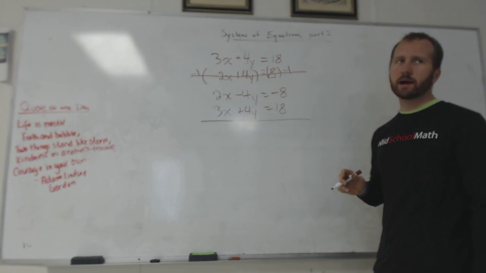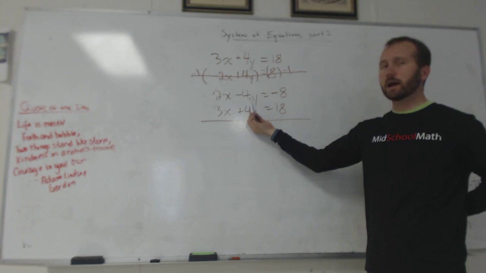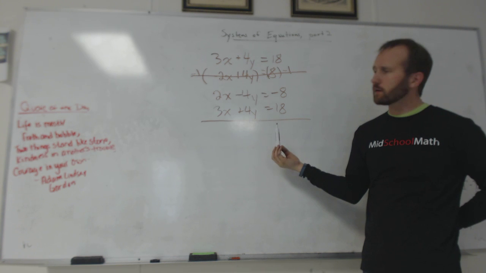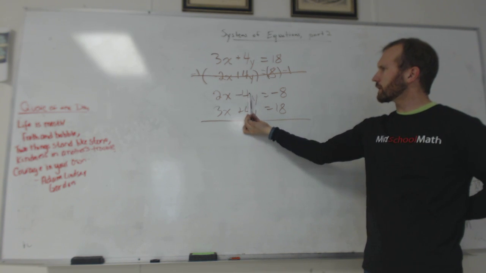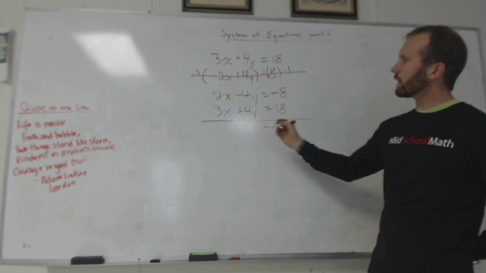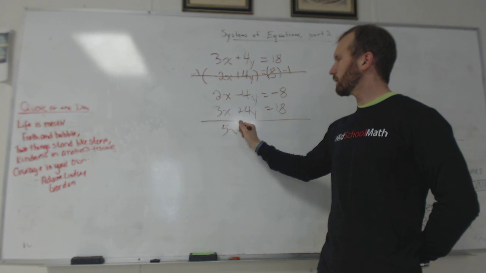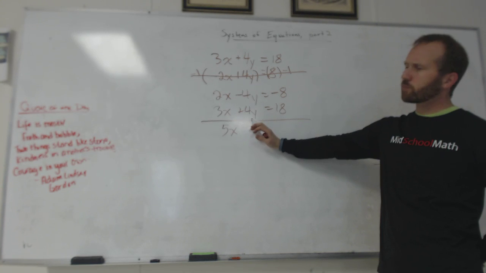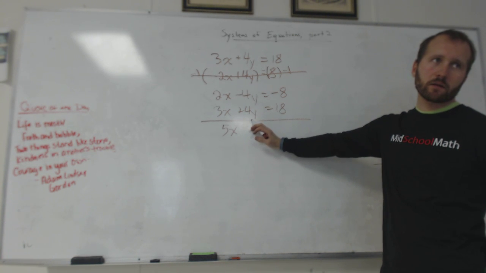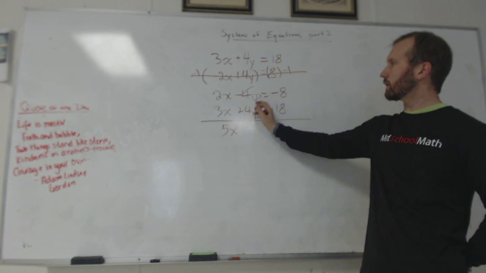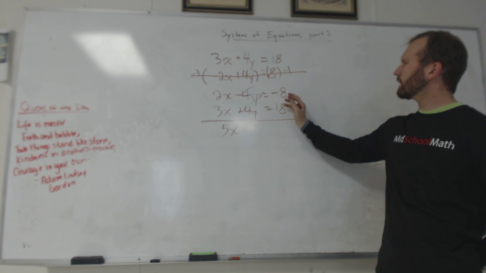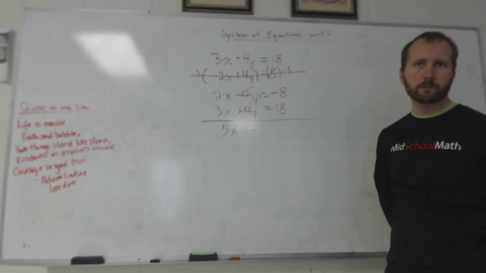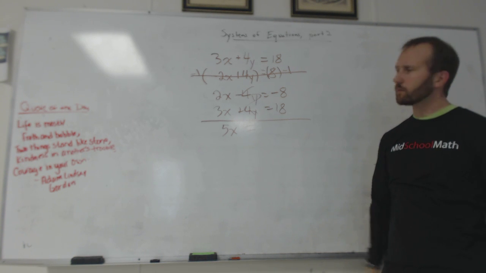Now, I can add those equations to eliminate y. Remember, this is called the elimination method. So now I can add these together to get rid of y. And what do I get? 5x, minus 4y and plus 4y get eliminated. And then I have -8 plus 18. What's -8 plus 18? 10.